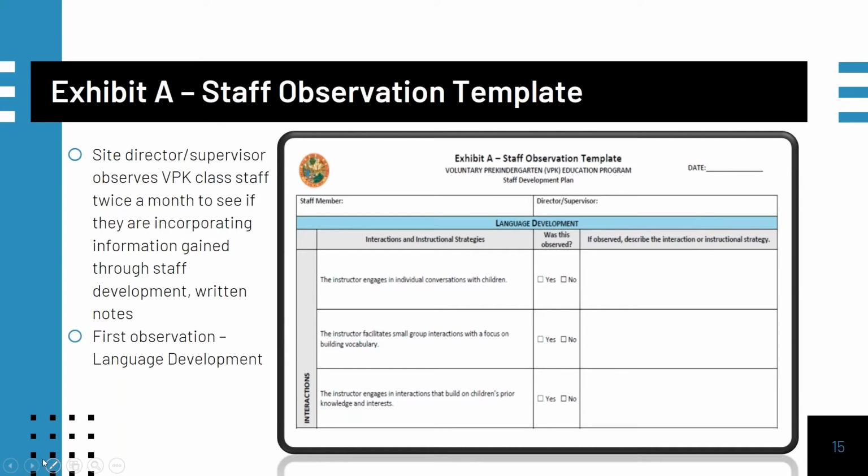You're going to look to see if that instructor is going to facilitate the small group interactions, focusing on building that vocabulary in the classroom. Once again, checking yes if it was observed and no if it's not, knowing that that's going to be another area of focus to discuss with that teacher if no was checked. And then you're going to look to see if that instructor is engaging in interactions that build on children's prior knowledge and interests. And if that teacher is building on that prior knowledge, you're going to check yes. If you don't observe this, checking no. And once again, knowing that this is something to address with that teacher to improve on his or her practice.